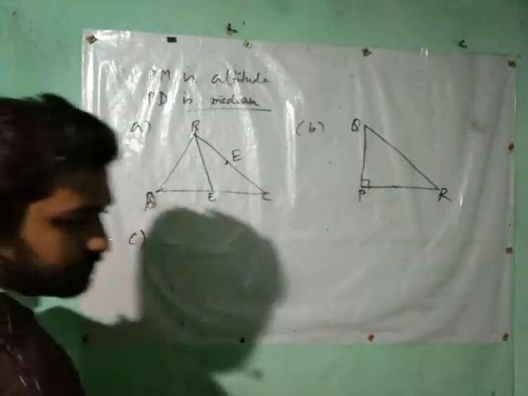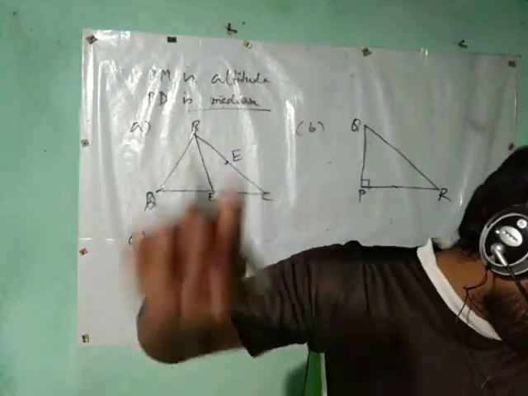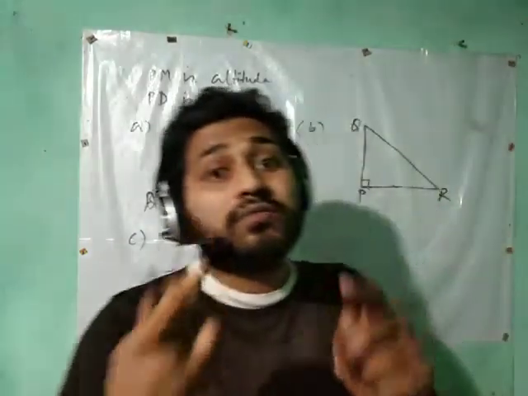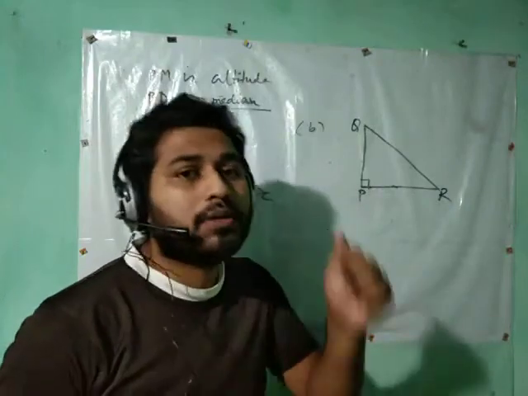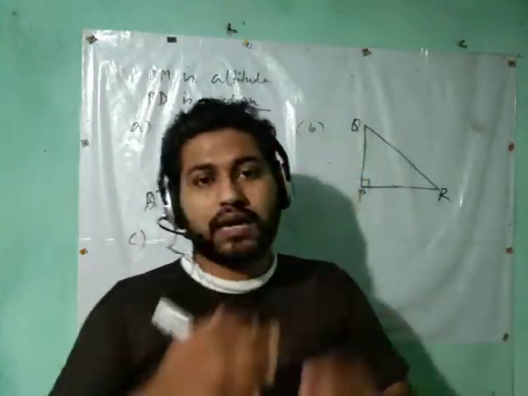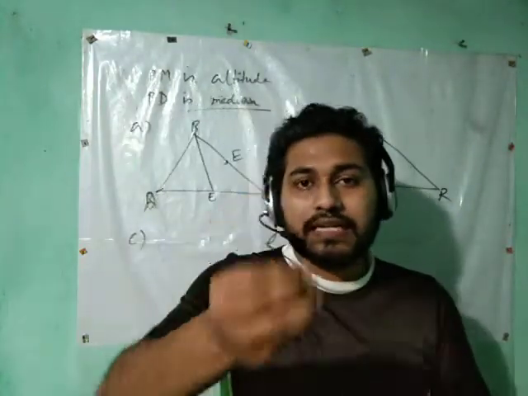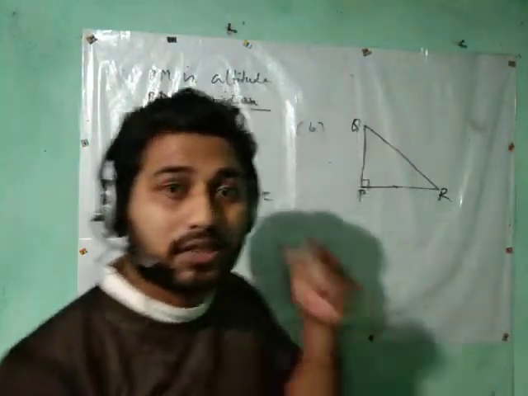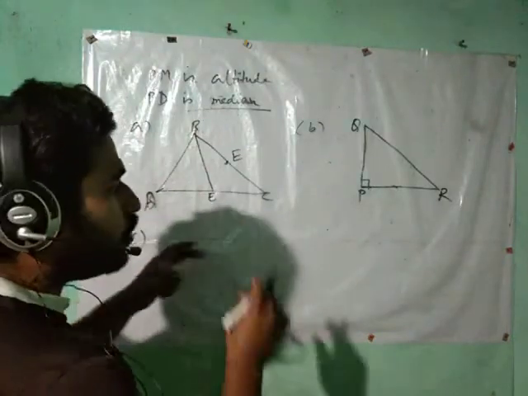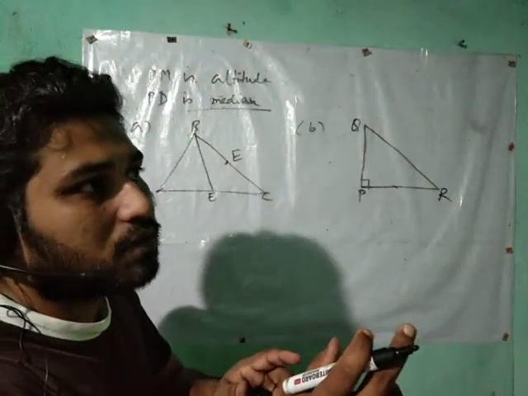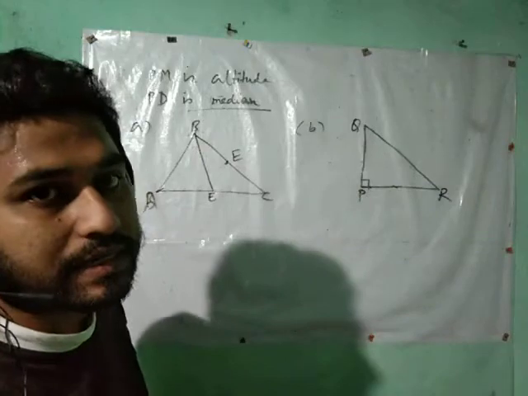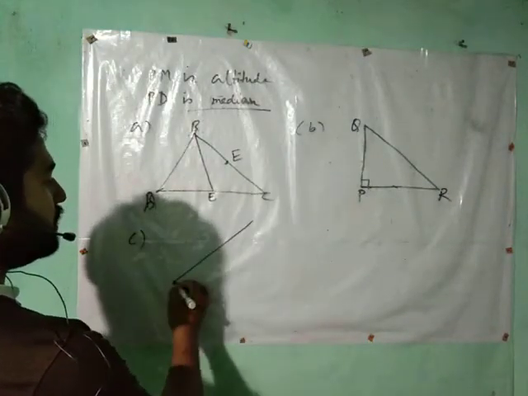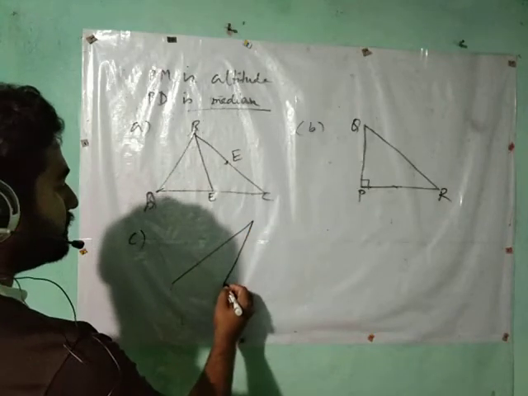Now question number C. In triangle XYZ, YL is an altitude in the exterior of the triangle. Now what do you mean by exterior? In the previous class, class 6, you have learned interior and exterior of the triangle, right? So exterior means outside the triangle. To have an altitude on the exterior of a triangle, your triangle must be an obtuse angle triangle. Then only it is possible.